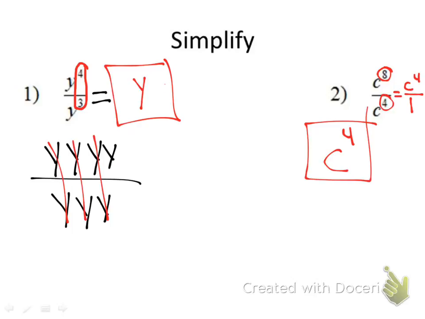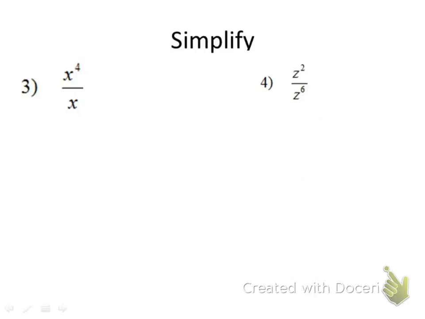What are your questions so far? Alright, let's go on to number 3. Now, I'm missing an exponent in the bottom. What do I know is there? A 1. So x to the 4th over x to the 1st. X to the 3rd. Very good. You can put it on top of a 1 if you want, or you can leave it like that. It's the same thing.